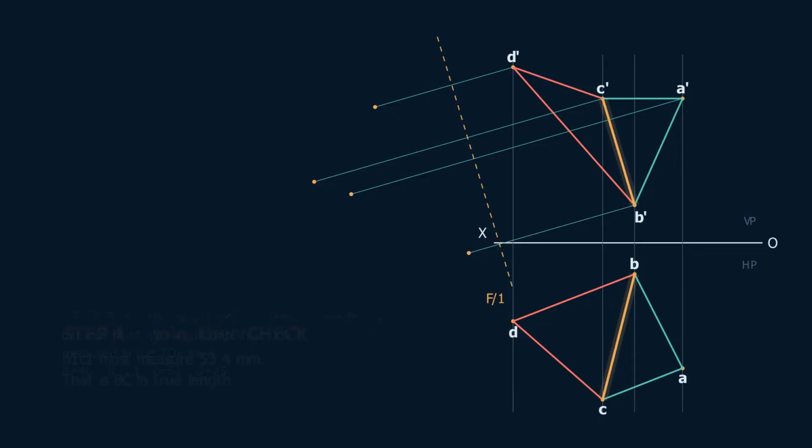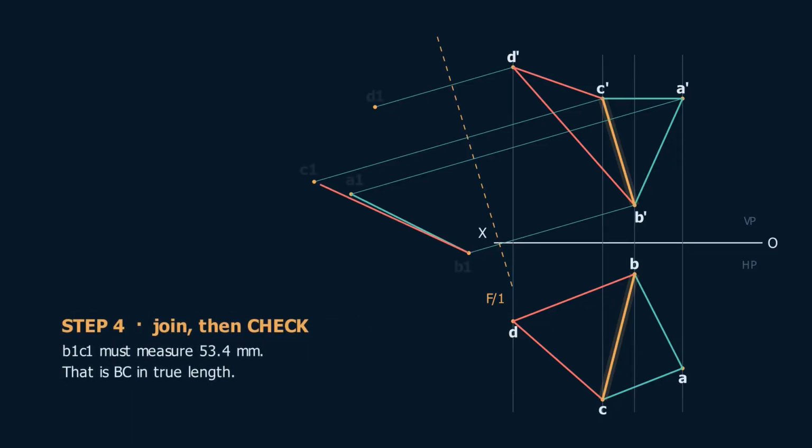Step 4. Join A1, B1, C1, and B1, C1, D1, the same 2 triangles, seen from a new direction. Now check yourself before you go any further, measure B1, C1. It should read 53.4 mm. That is BC in true length. If you are out by more than half a millimeter, one of your transfers is wrong, fix it now, because everything after this depends on it.